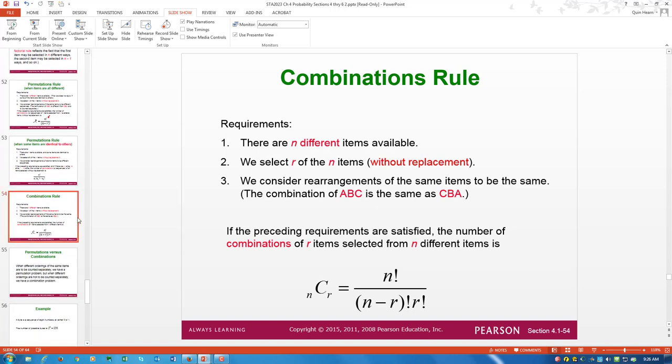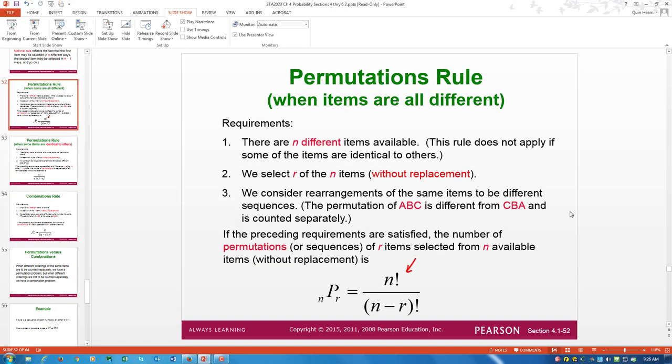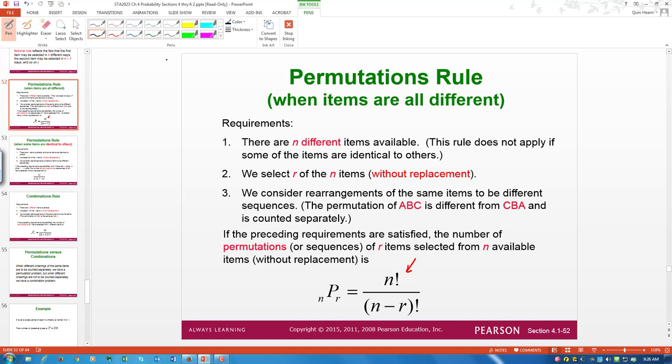Let's do one example of a permutation before we look at a combination. So let's do the example I just mentioned. There's 11 students in this class. I want to pick six of you and arrange you in these seats. I want to know how many ways to do that. So I know that these three requirements have to be satisfied in order to use this formula.